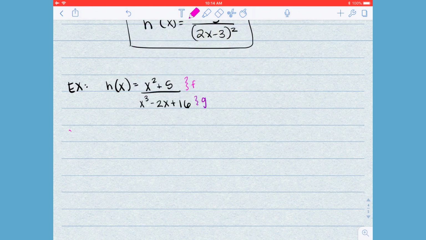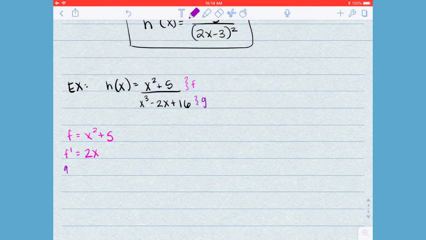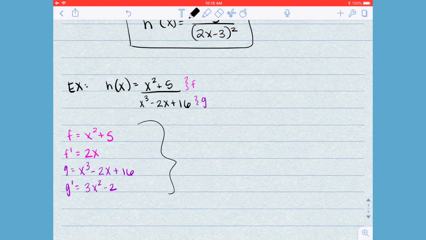Therefore, I'm going to go off to the side, and I'm going to write my f function, and I'm going to write my f prime function. And then I'm going to write my g function, and I'm going to write my g prime function. And now I can use that information to plug into my formula.